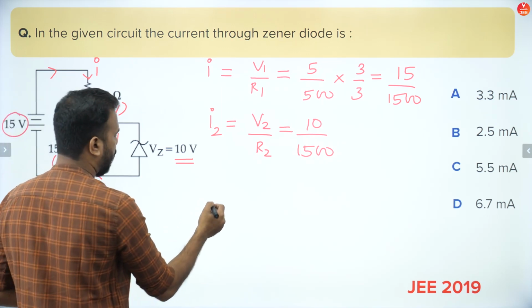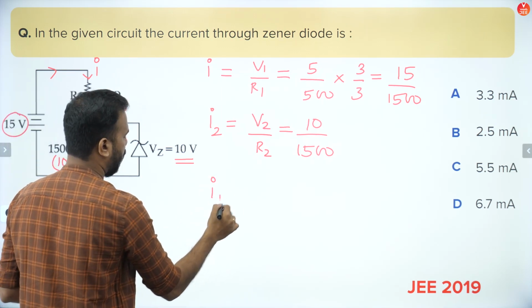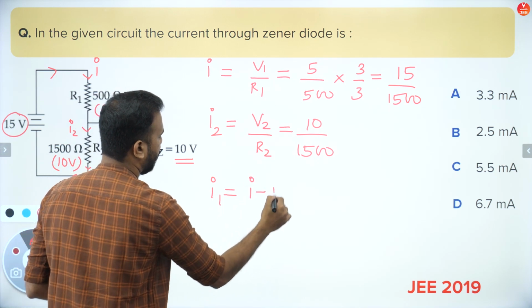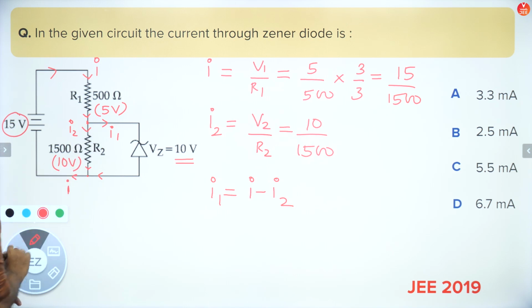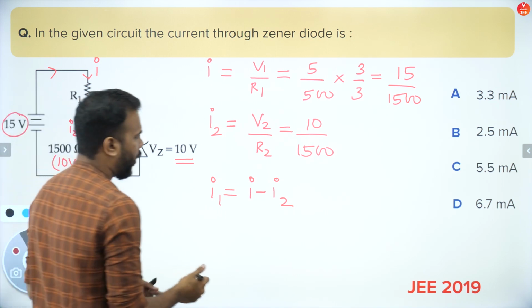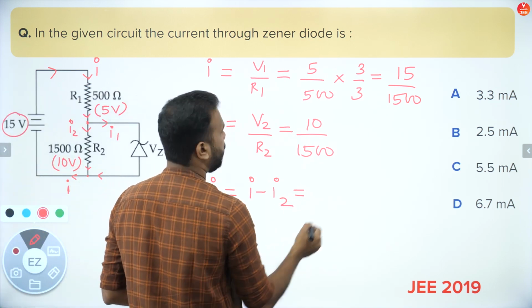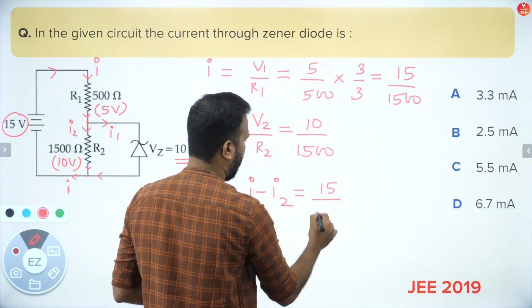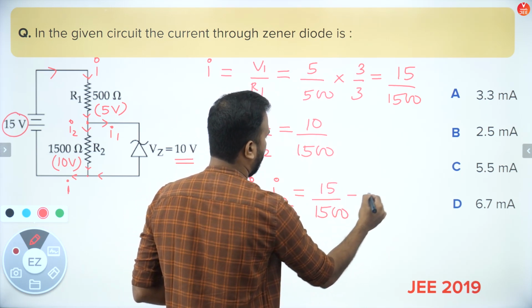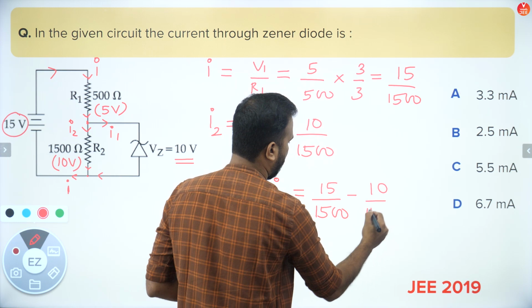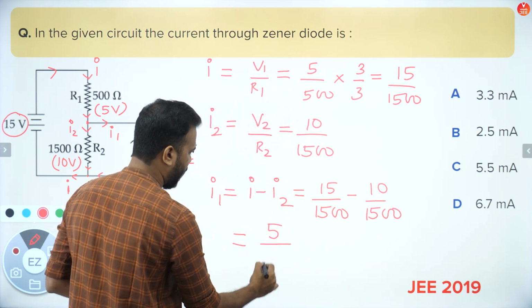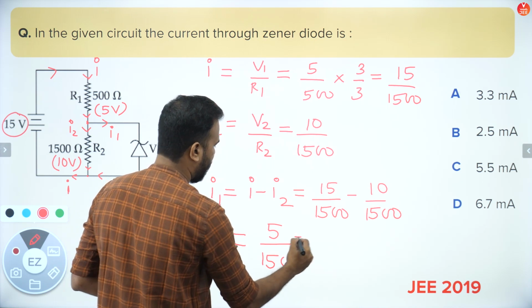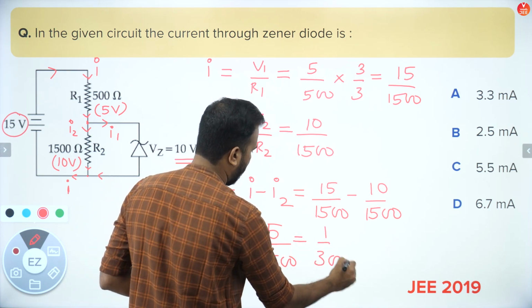Now you know that to find out the value of I1, we can say that it is I minus I2 by using the junction rule at this particular junction. Okay, so now what? The I value, as you can see, is 15 by 1500, and this is 10 by 1500. So what do we get here? We have 5 by 1500. That means 1 upon 300 amperes.